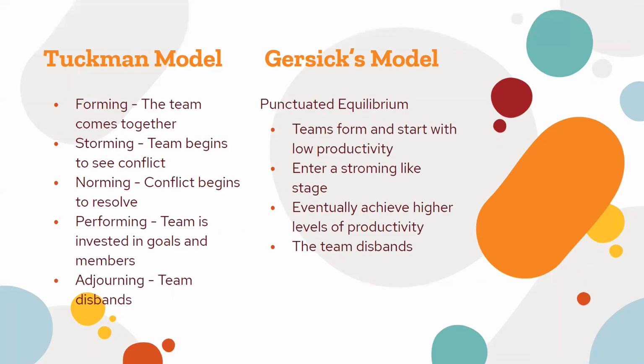Norming is when the members start to get a feel for each other. They realize the differences can also play as strengths. Members are more likely to provide constructive criticism or even ask for help. At this stage, it is still possible to go back to the storming stage when new tasks are assigned.